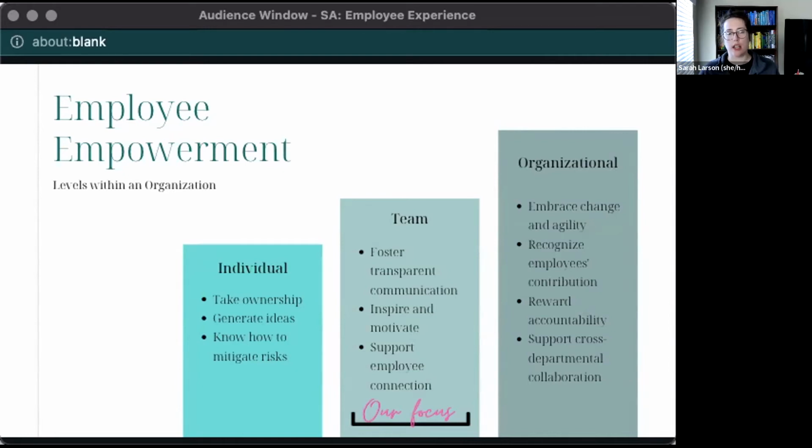An organization that cultivates employee empowerment can better embrace change and agility, such as digital transformation. They recognize employees' contributions to the business. They reward responsible ownership in the workplace. They support collaboration, including cross-departmental collaboration, foster a culture of employee engagement, and thus encourage retention of top talent. So I can give you an example of some of these at Stanford specifically.